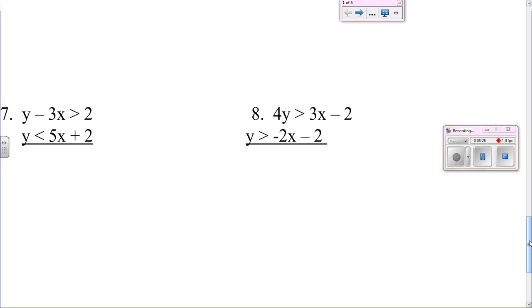Number 7, you add the 3x to the other side. You get y is greater than 3x plus 2. So you go up 2, make a dot, and from there you go up 3 over 1. It's going to be a dotted line, and you're going to shade above that line. The second one, you go up to 2, make a dot, then go up 5 over 1. It's going to be a dotted line, and you're going to shade beneath it. So it should be a small sliver between the 2 lines.